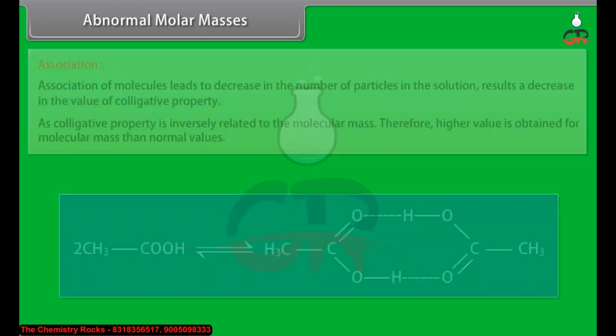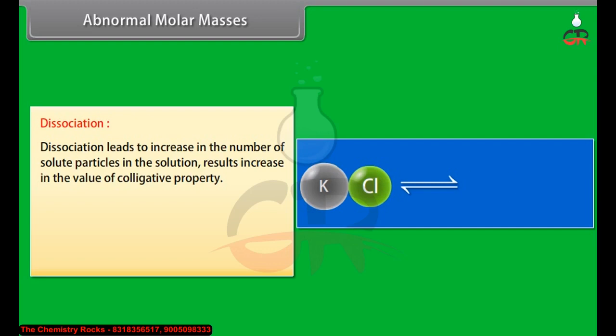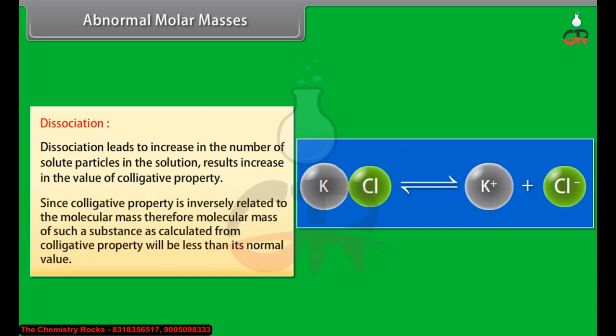Dissociation. Dissociation leads to an increase in the number of solute particles in the solution, which results in an increase in the value of colligative property. Since colligative property is inversely related to the molecular mass, the molecular mass of such a substance as calculated from colligative property will be less than its normal value.